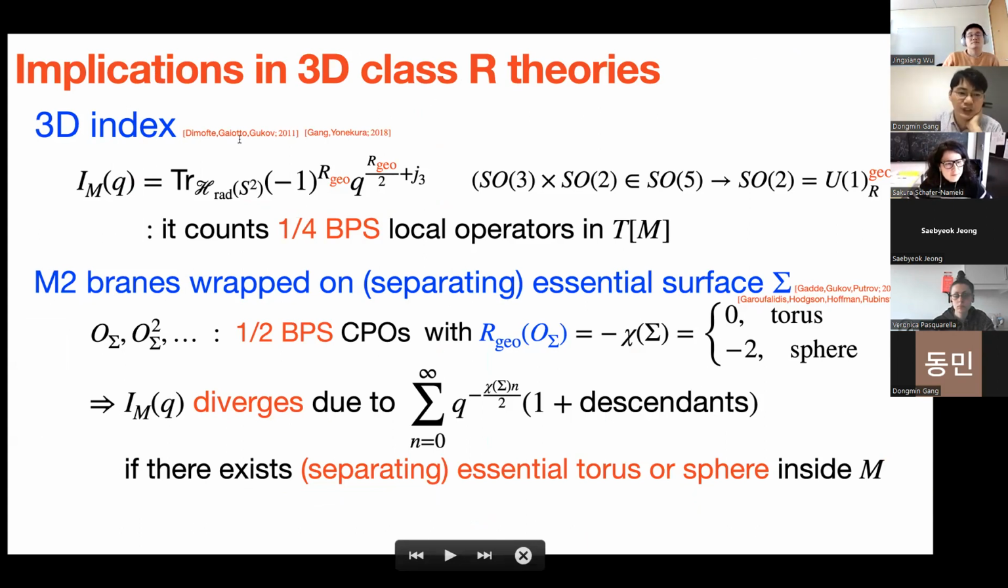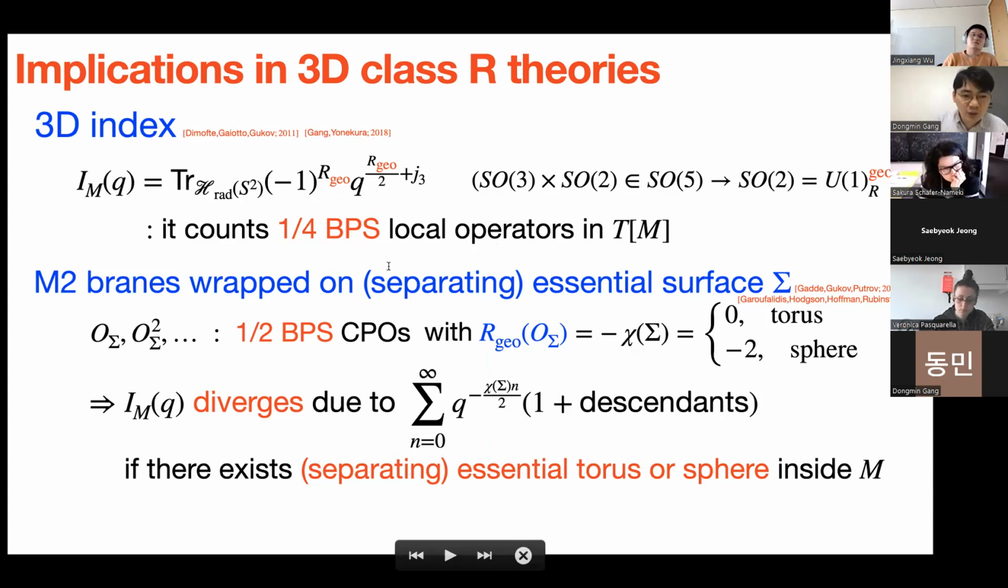So let me give some implication of 3D class R. To understand this one, we need to introduce the 3D index. This is a 3-manifold invariant, which basically computes the superconformal index of this 3D theory using this geometric R symmetry. And actually the theory could have more fugacities, but this 3D index does not see any fugacity, and only sees the q. So this is a q power series, generically infinite, and this is a 3-manifold invariant. And this counts half BPS local operators in the 3D theory.